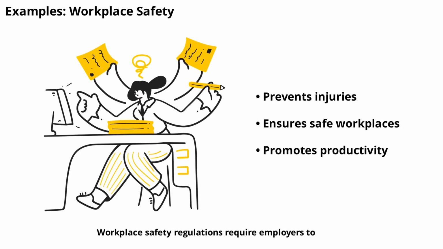Workplace safety regulations require employers to provide safe working conditions and proper training. These rules help prevent injuries and illnesses on the job. By enforcing workplace safety laws, governments protect workers and promote productivity.